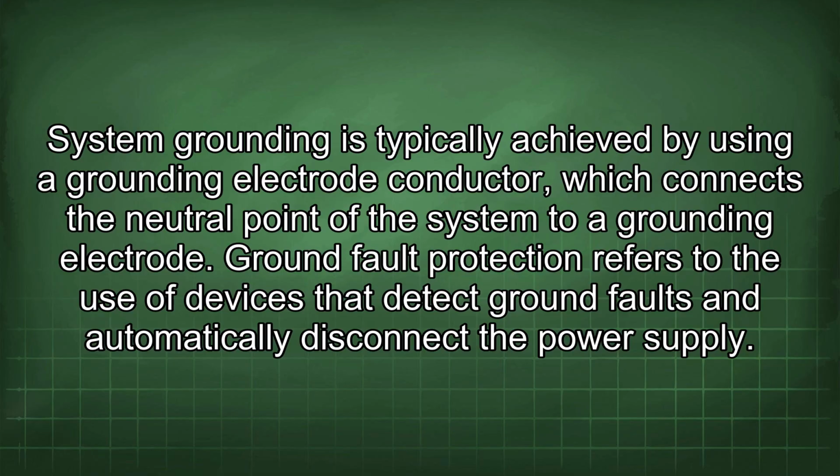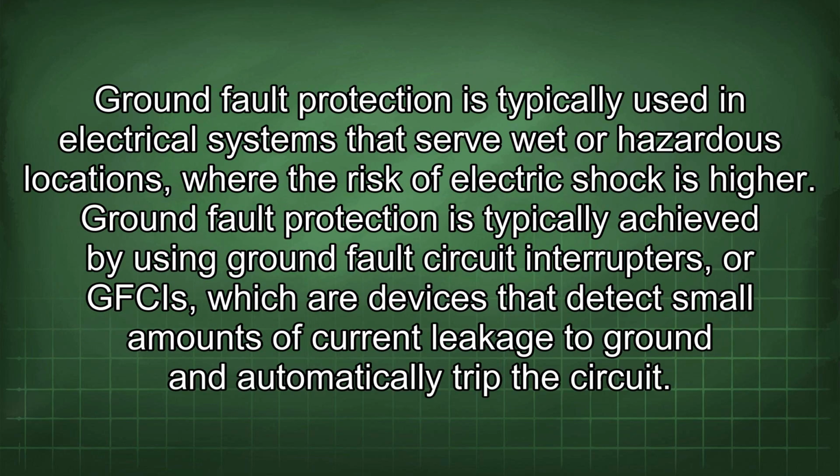Ground fault protection refers to the use of devices that detect ground faults and automatically disconnect the power supply. Ground fault protection is typically used in electrical systems that serve wet or hazardous locations, where the risk of electric shock is higher. Ground fault protection is typically achieved by using ground fault circuit interrupters, or GFCIs, which are devices that detect small amounts of current leakage to ground and automatically trip the circuit.